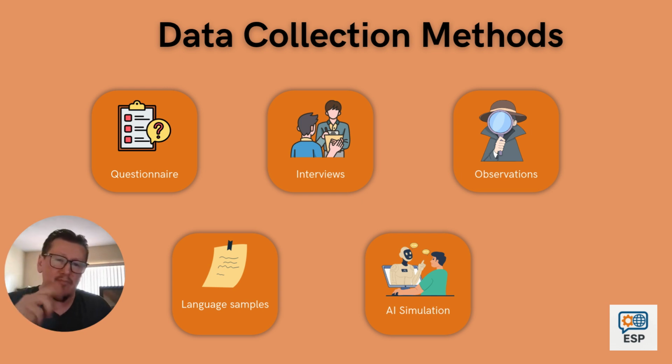The last one, and you could say it's a much newer one because of the technological advancements that we've had, is the AI simulations. This is wonderful because you can get a little bit of everything else, like the questionnaire, the interviews, the observations, the language samples, all into one. It's kind of neat. But here, to do a proper AI simulation, you need to do at least two things.